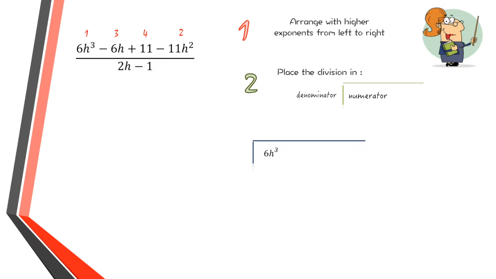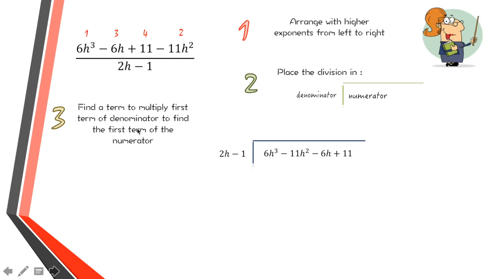Let's start. 6h cubed minus 11h squared minus 6h plus 11 over 2h minus 1. The third step will be to find a term to multiply the first term of the denominator to find the first term of the numerator. We have to find a term that multiplied with 2h gives me 6h cubed. So 3h squared times 2h is 6h cubed, and 3h squared times 1 is 3h squared.